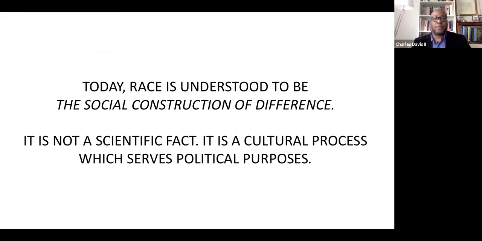Today, at least within the broad critique within anthropology and biology and also within humanities, race is understood to be the social construction of difference. Now that we have biological studies that tell us that race is not an empirical fact, we continue to talk about race because we have constructed societies in ways that are racially codified and racially stratified.